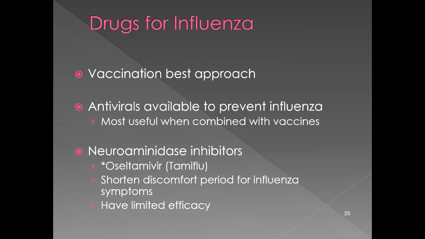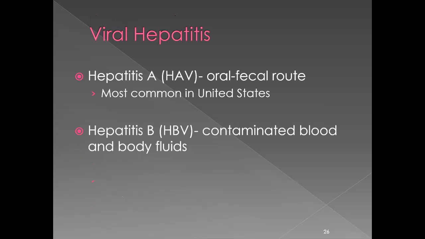Drugs for influenza, usually vaccination is the best approach, so preventative. Antivirals are available to prevent influenza, most useful when combined with vaccines. And neuraminidase inhibitors, such as Tamiflu, is the most common one that we see used. It's very expensive though, but we do see it used quite frequently. And this shortens the discomfort period for influenza symptoms from 7 days to 5 days. And it has a limited efficacy. So really it's just for comfort.